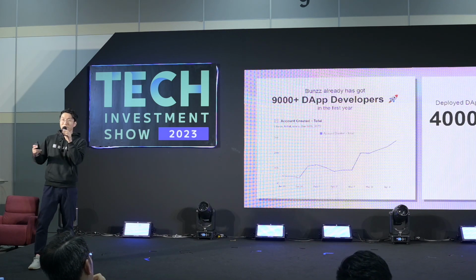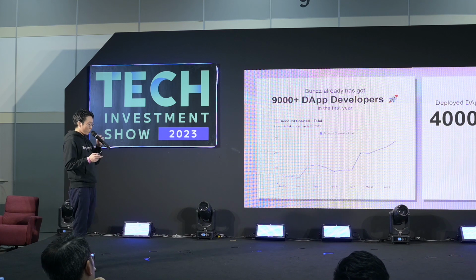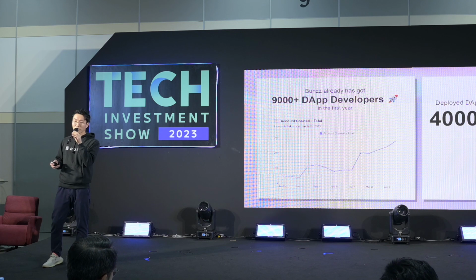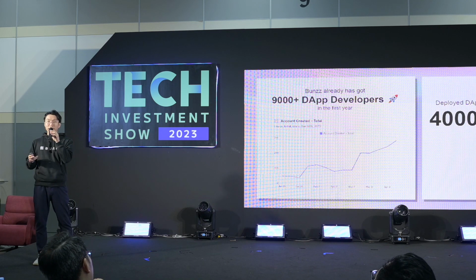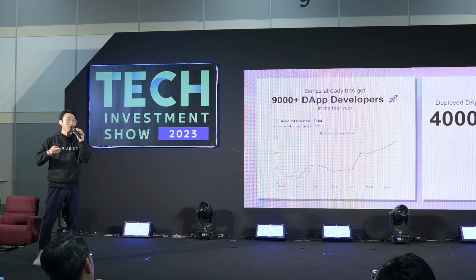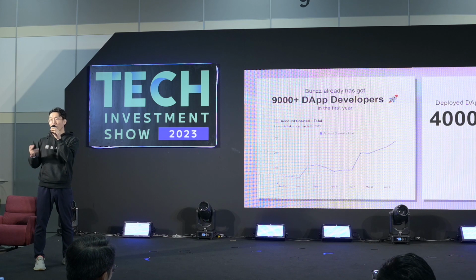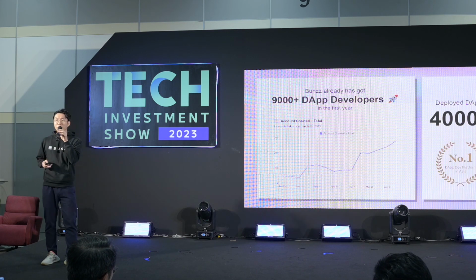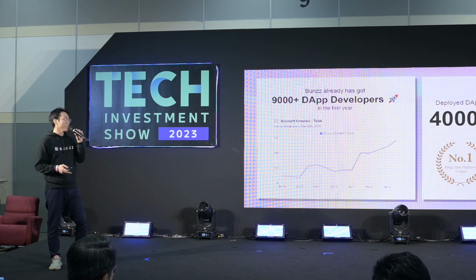And let me describe our traction. We launched this service in February 2022. So in this first year, we exceeded over 9,000 dApp developers. And the number of deployed dApps from Bunzz is over 4,000. This is a very huge traction. Actually, this is the biggest dApp development platform in Asia region.